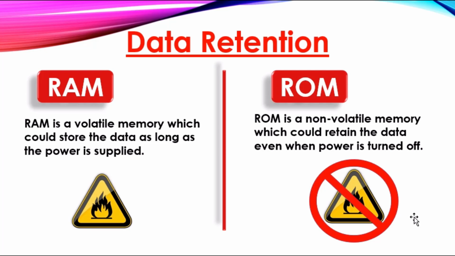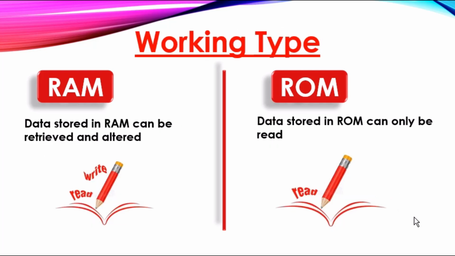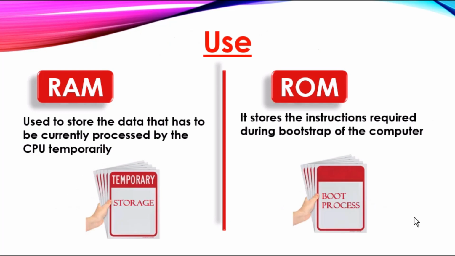On the third difference, we have the working type basis. Now, data on the RAM can be easily read, written, and erased any number of times, while for the ROM, that is the read-only memory, as its name suggests, we can only read but can't write on it. That is the third difference.